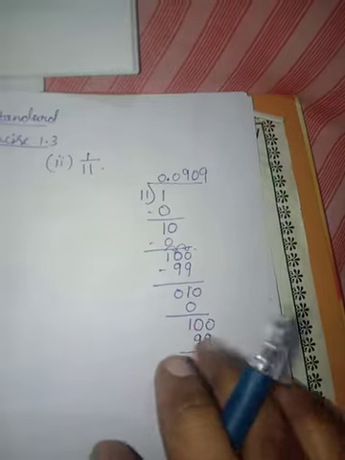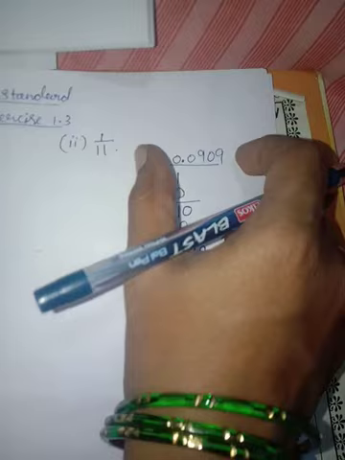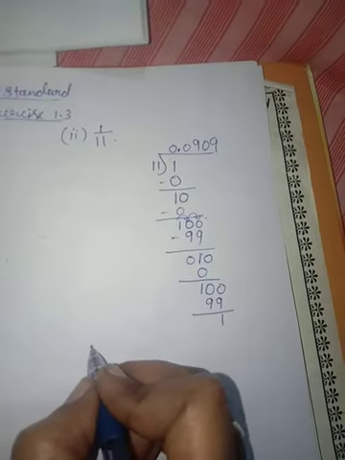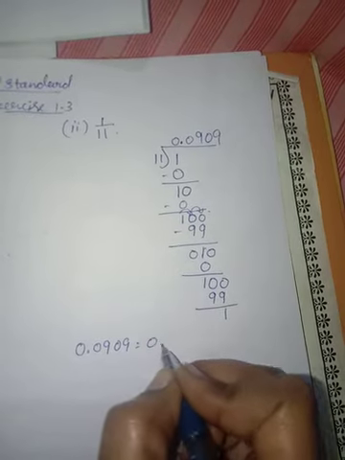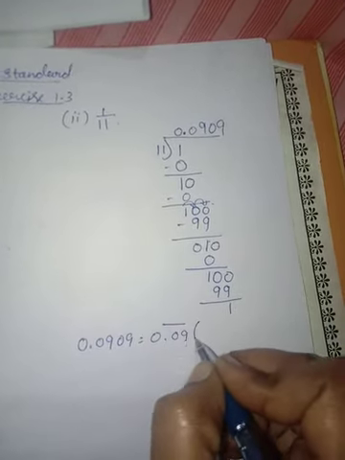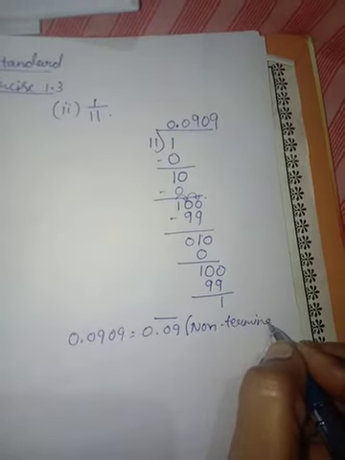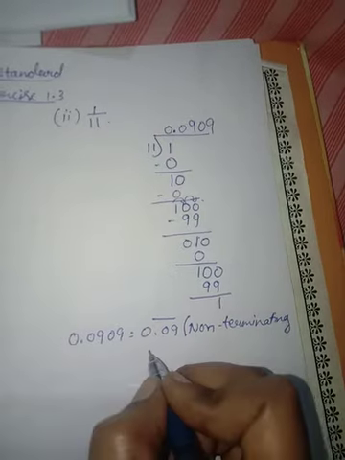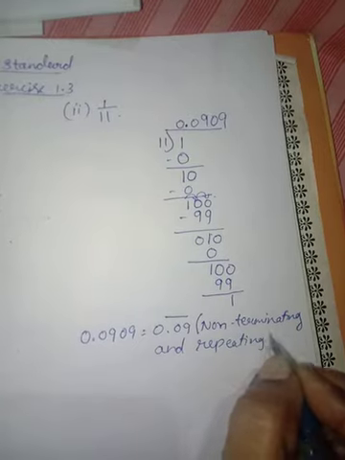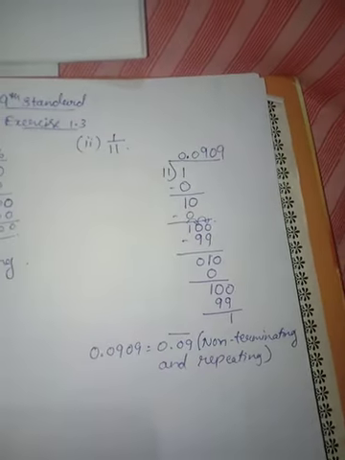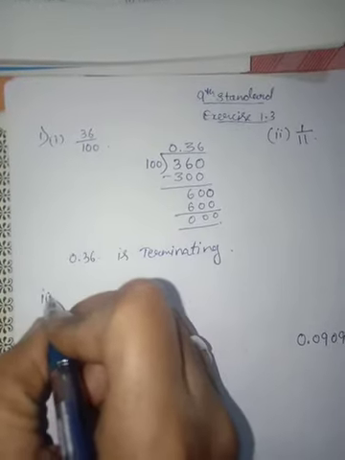Okay, that means this number is non-terminating. We are not getting the fixed value. Therefore 0.0909, which is equal to 0.09 with a bar, is non-terminating and repeating. That means this number is going to repeat again and again. I hope you understood this one also. I will move to the third one.